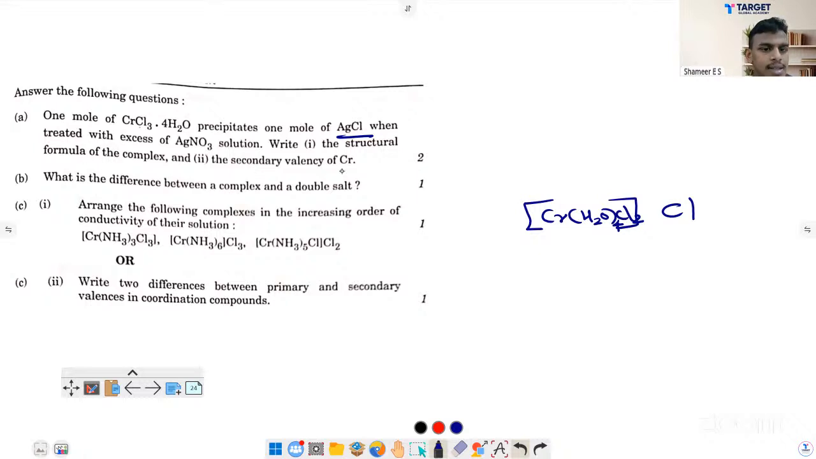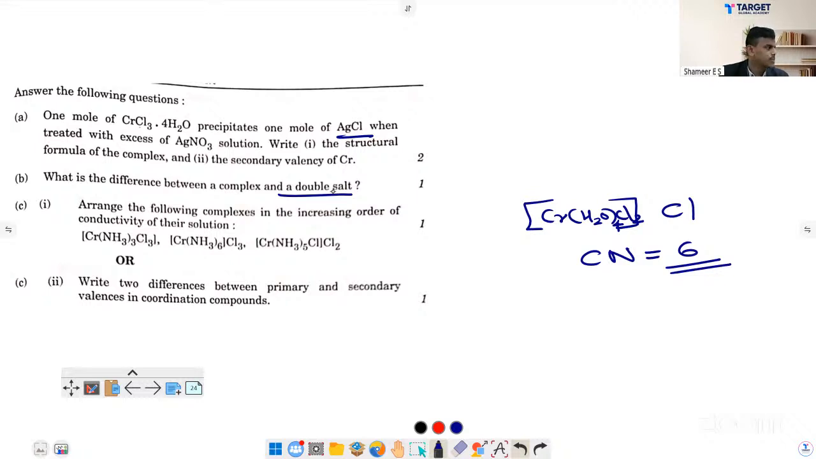What is the difference between a complex and a double salt? A complex will not lose its identity in aqueous solution, but a double salt will lose its identity. It will ionize completely in aqueous solution.